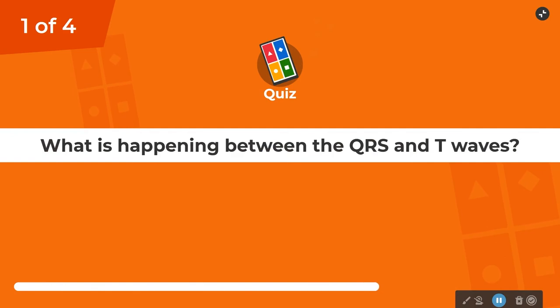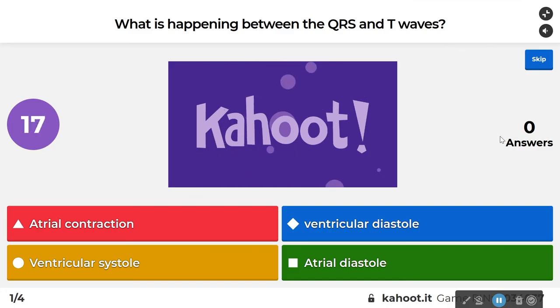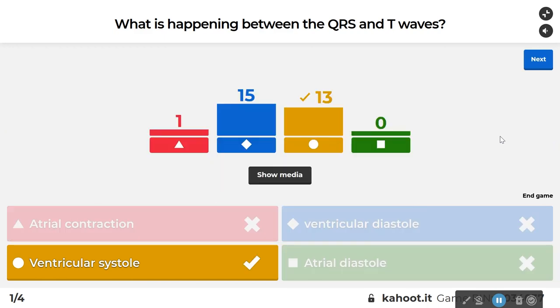Okay, first question, what is happening between the QRS complex and the T waves? Okay, we're split between systole and diastole. All right, so the QRS is the ventricular depolarization. So it's the activation of the ventricular muscle. What follows that activation is actual contraction, right? We're into the plateau phase, calcium's entering, causing the cells to contract.